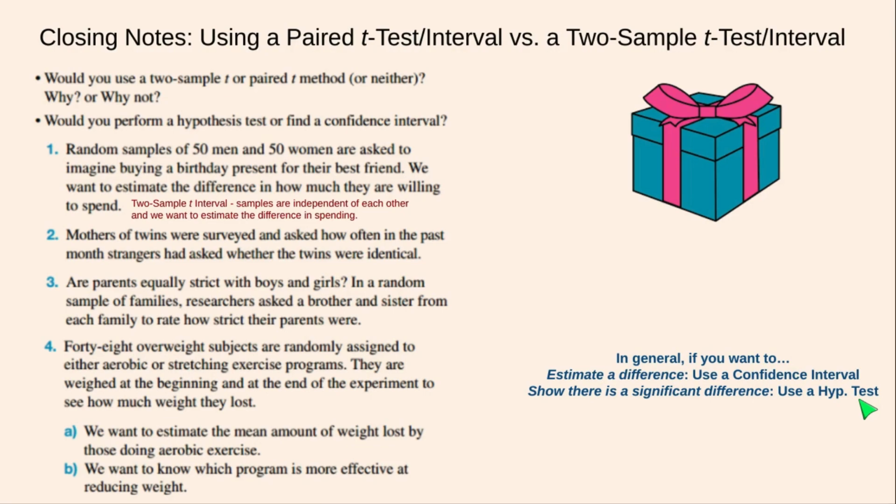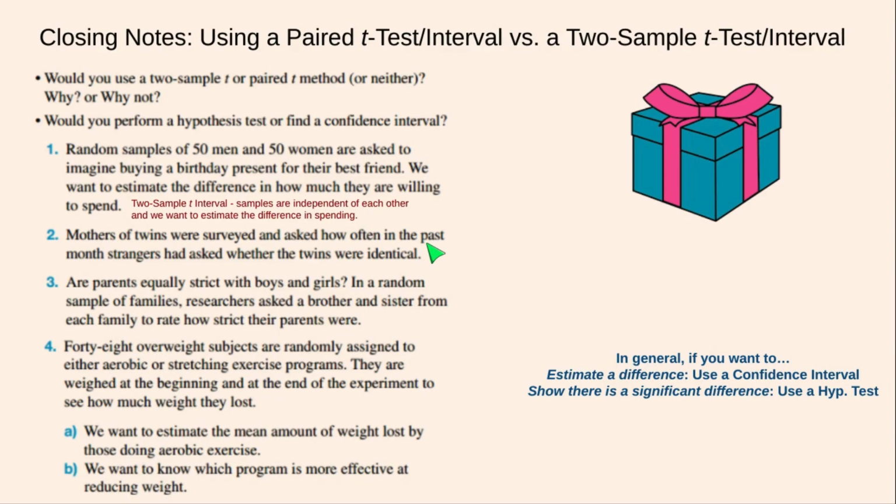So let's look at number 2. Mothers of twins were surveyed and asked how often in the past month strangers had asked whether the twins were identical. Think about what kind of test would you use. Would you use a two-sample T test, a paired T test, a paired T interval, a two-sample T interval, or something different? Pause the video, come up with an answer, and you can check it against mine.